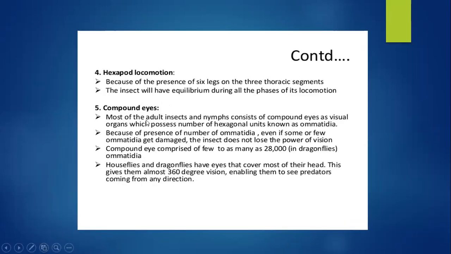These hexagonal units are known as ommatidia, and they are the visual organs in the form of compound eyes. Due to the presence of this large number of ommatidia, even if a few ommatidia get damaged, the insect does not lose the power of vision. In dragonflies, the compound eye consists of about 28,000 ommatidia. If some of the ommatidia are damaged, that means the dragonfly is not blind. It will be able to see even with the other ommatidia present in the compound eyes.